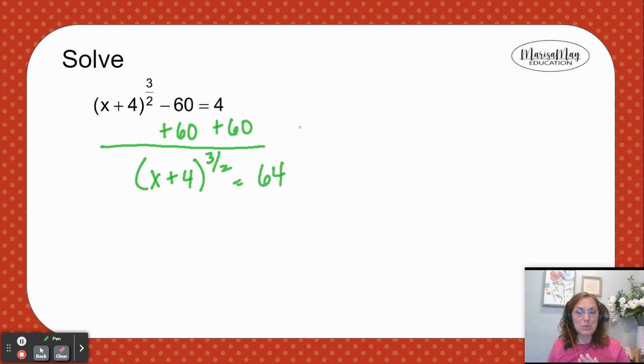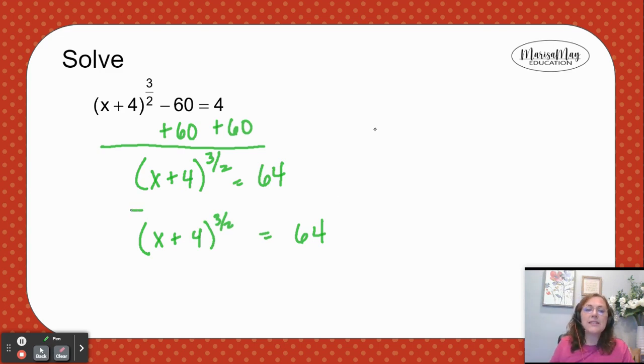Now, here's the tricky part. I need to get that 3/2 power out of the exponent. In fact, I need that exponent to go away and just become a 1. The way I do that is I'm going to take both sides of this equation and raise both sides to the 2/3 power. Notice I'm going to raise it to the reciprocal power. So 2/3 power here and 2/3 power here.